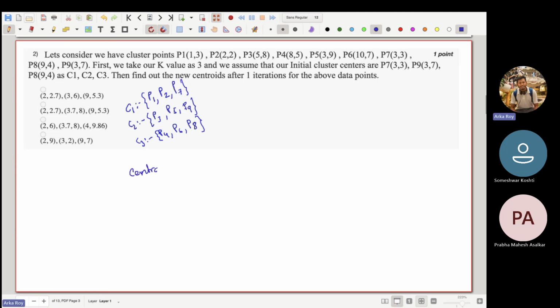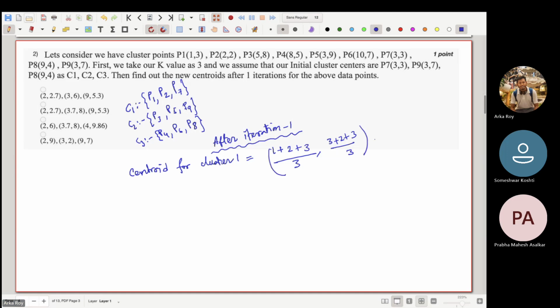So centroid, after iteration one, centroid for cluster one is equal to, so it is 1 plus P2 is 2 plus P7 is 3 divided by 3, and then the y-axis values are 3, 2, 3. So which is actually 2 comma 2.7.